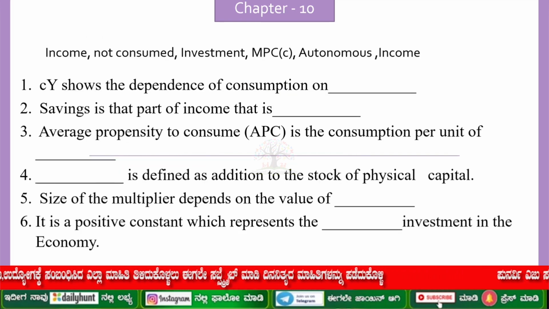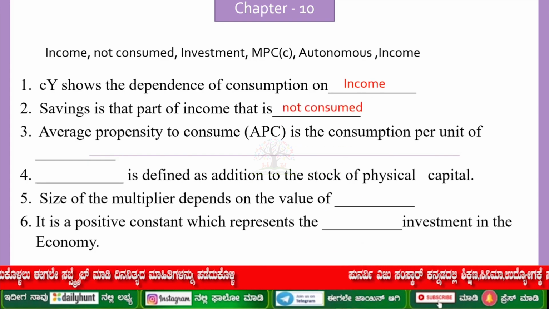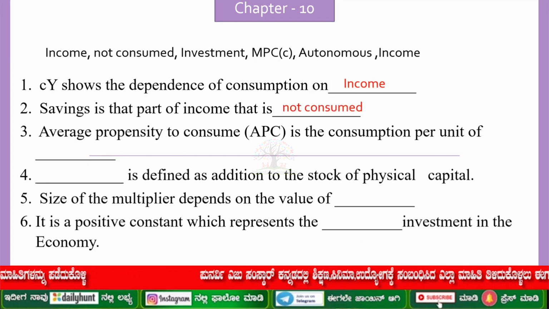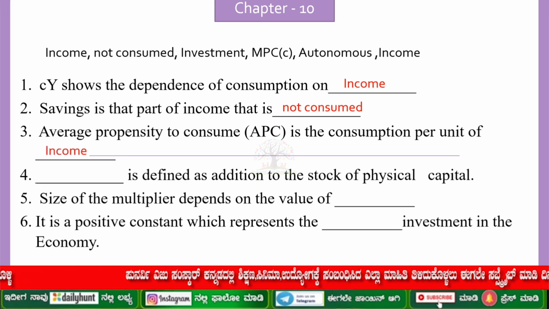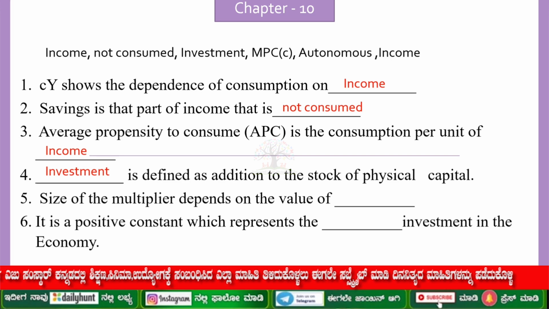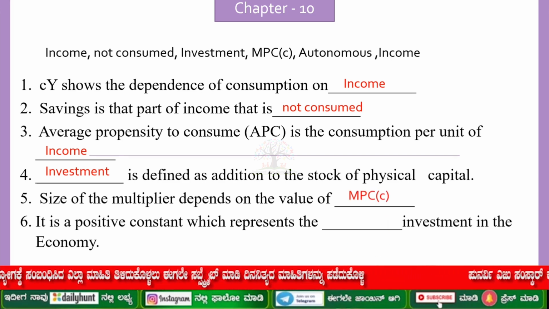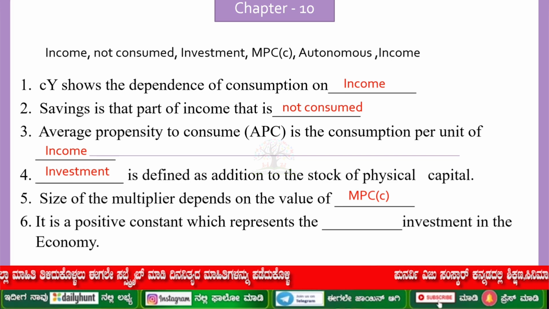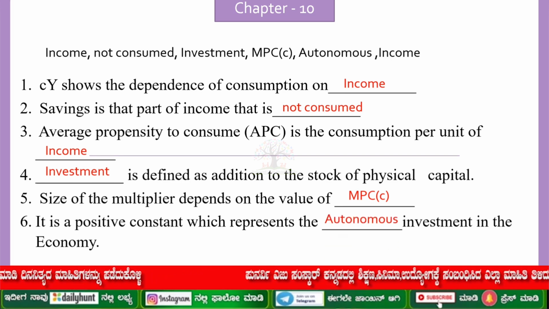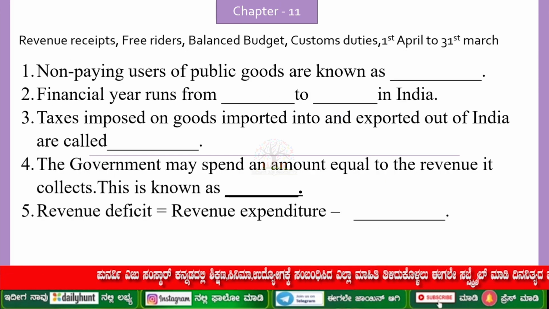C(Y) shows the dependence of consumption on income. Saving is that part of income that is not consumed. Average propensity to consume is consumption per unit of income. Investment is defined as addition to the stock of physical capital. The size of multiplier depends on the value of marginal propensity to consume. It is a positive constant which represents autonomous investment in the economy.